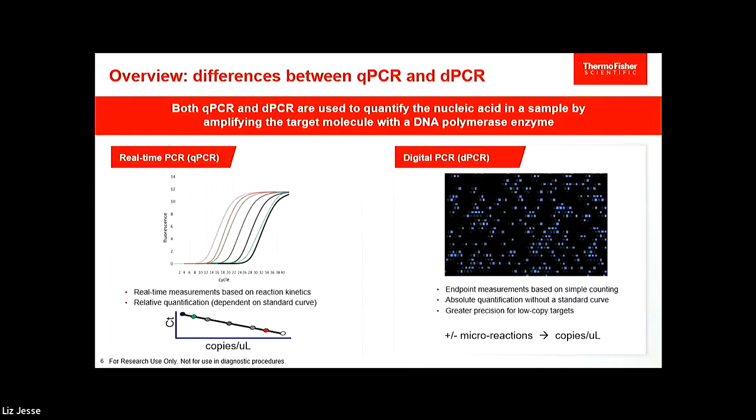In digital PCR, since we're separating all the molecules individually, we just need to know that there is amplification there, and we can measure the endpoint fluorescence. That means we can simply count how many positives we have. Gives us greater precision.